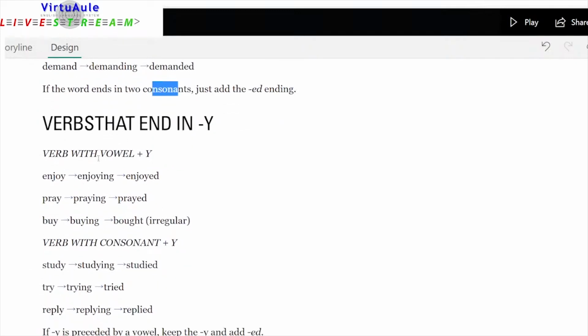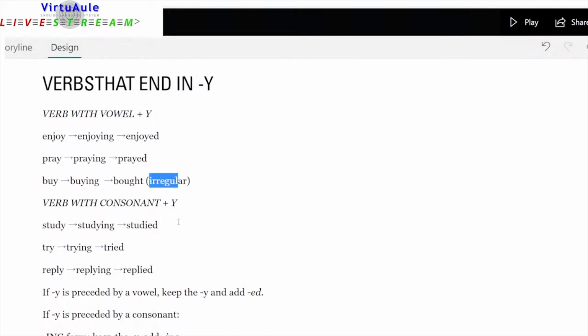Verbs that end in Y. Okay, you have verbs with a vowel and a Y, something like enjoy. You have O, which is a vowel, and then a Y. So you just add ing. Enjoy, enjoying, enjoyed. Pray, praying, prayed. Buy, buying, bought. Bought is irregular, so you don't have that problem.